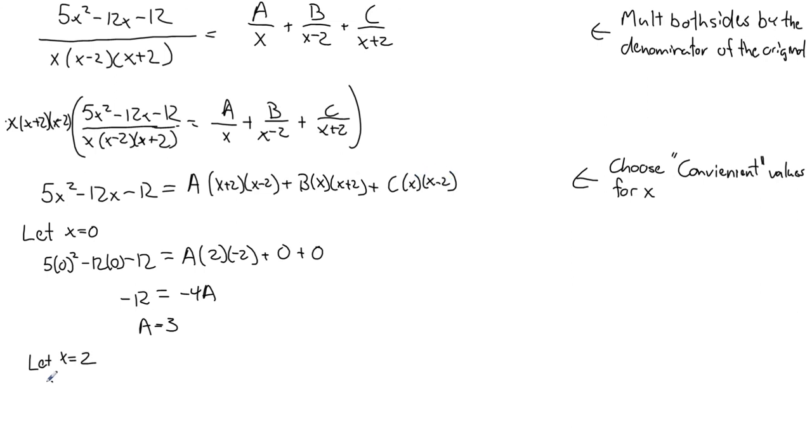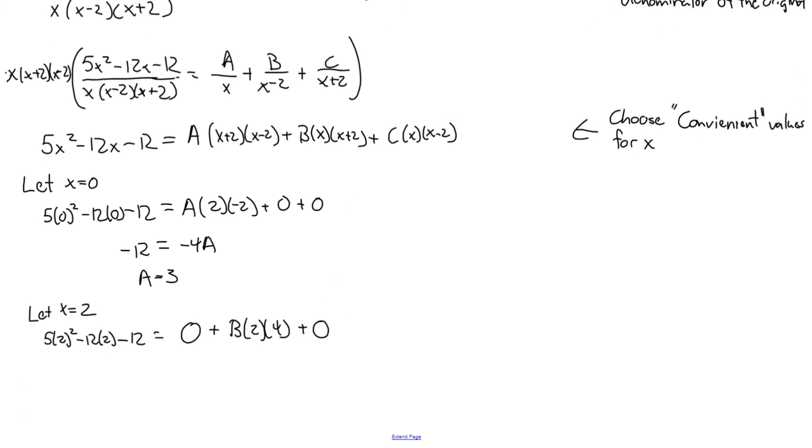So when I plug in 2, I get 5 times 2 squared minus 12 times 2 minus 12 is equal to, well, since this becomes 0, the a term becomes 0. This whole term here becomes 0. And then I have b times 2 times 4, because when I plug in 2 for x, I get 2. 2 plus 2 is 4. And then when I plug in 2 here, 2 minus 2 is 0, so I get 0 there as well.